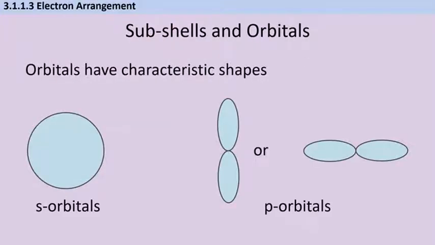These orbitals have characteristic shapes. So we talk about the s orbitals as being shaped like a sphere, and then the p orbitals are shaped, sometimes they say like dumbbells, but basically like this. And then when you get to your d orbitals, they kind of look a little bit like butterflies. You're not going to be expected to be able to draw these, you just need to recognise what they are.